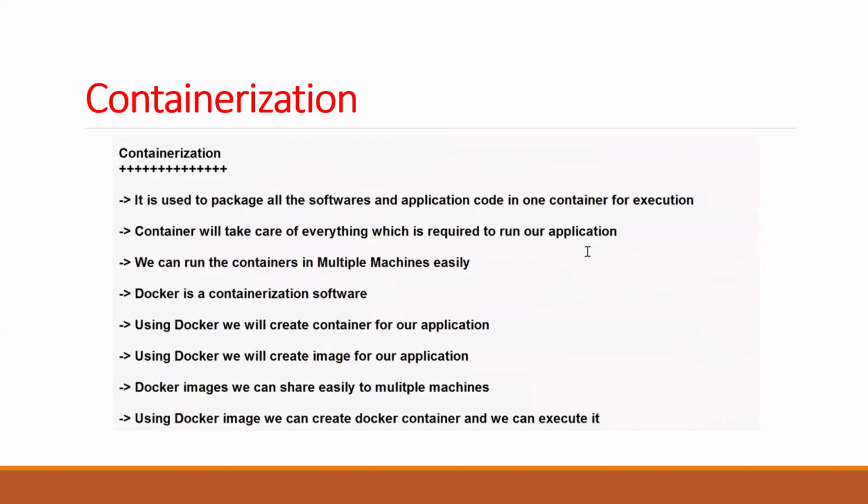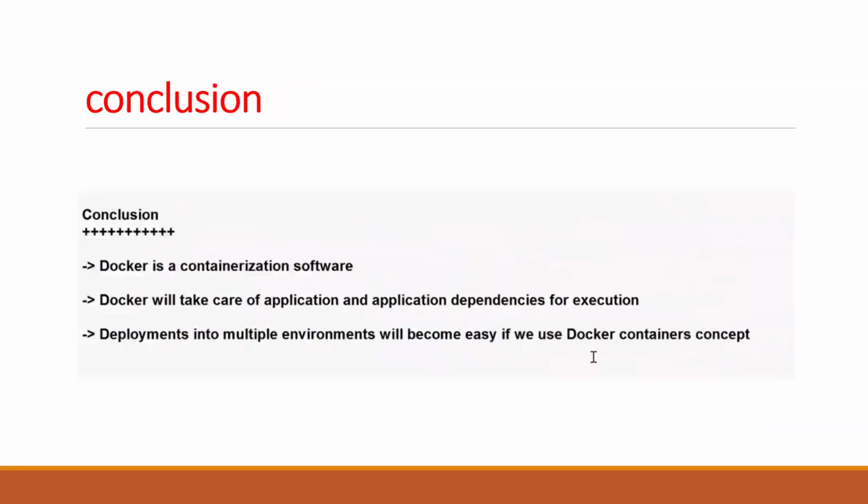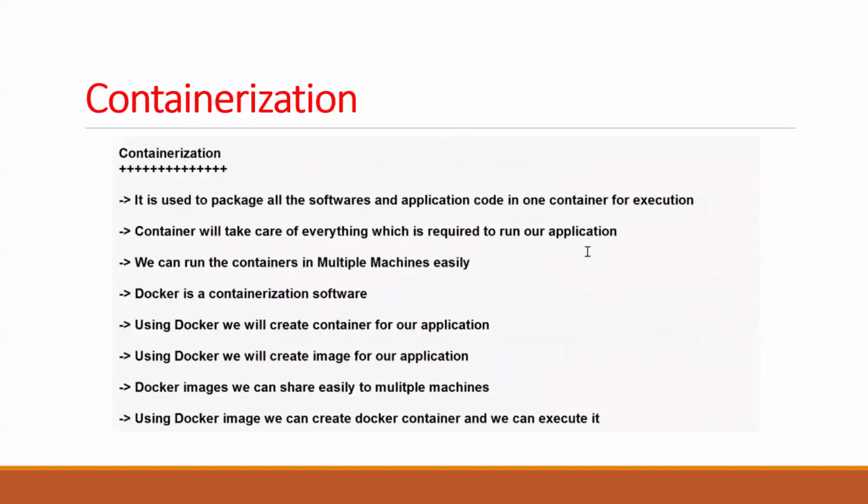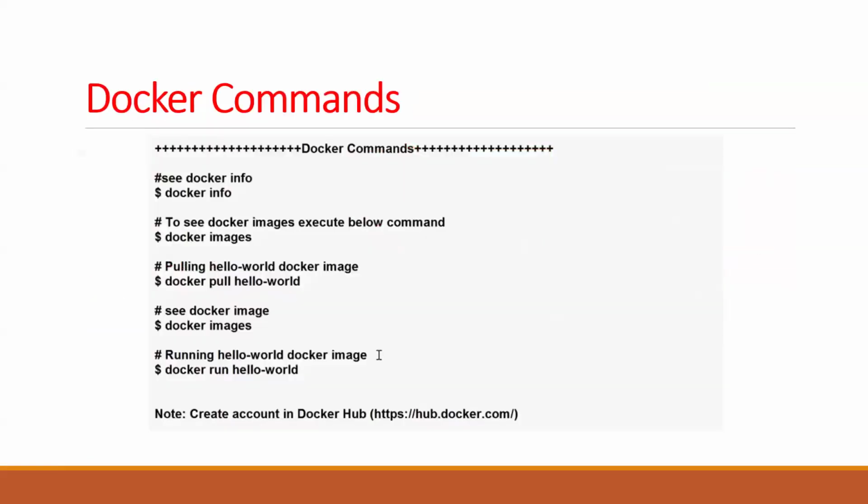Using Docker, we will create the container for our application. Using Docker, we will create an image for our application. A Docker image we can share easily to multiple machines. Using a Docker image, we can create a Docker container and execute it. So what is the conclusion? Docker is a containerization software. Docker will take care of the application and application dependencies for the execution and deployments into multiple environments, which becomes easy when we use the Docker container concept.